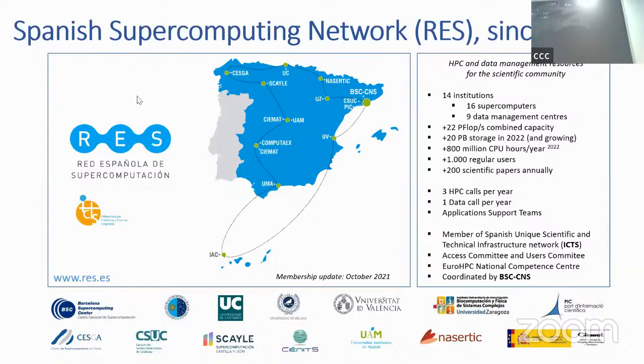So the Spanish Supercomputing Network is an organization that comes from 2006. And it's now formed by 14 institutions. We have 16 supercomputers, and we are all over the national territory, as you can see. We are one, but you have in Madrid, CIEMAT, and you have also in Barcelona, in Malaga, and even in the Canary Islands. So what we have done is to join these supercomputers in order to make a unique pool in which you can apply and get some specific or some bigger resource for big calculations. So you see that we have a combined capacity of 22 petaflops. We have also a big amount of storage, and we provide about 800 million CPU hours per year.